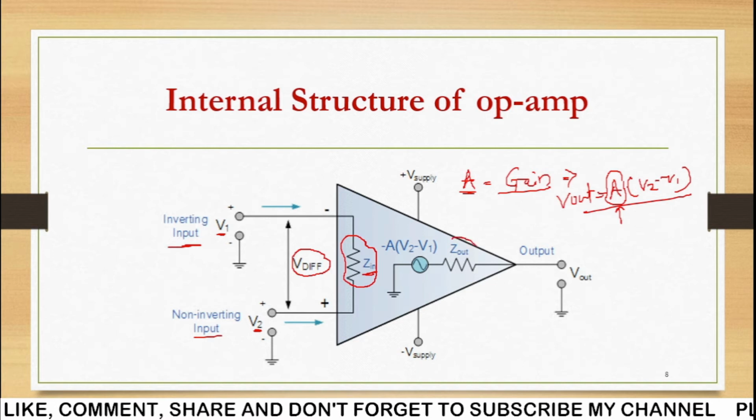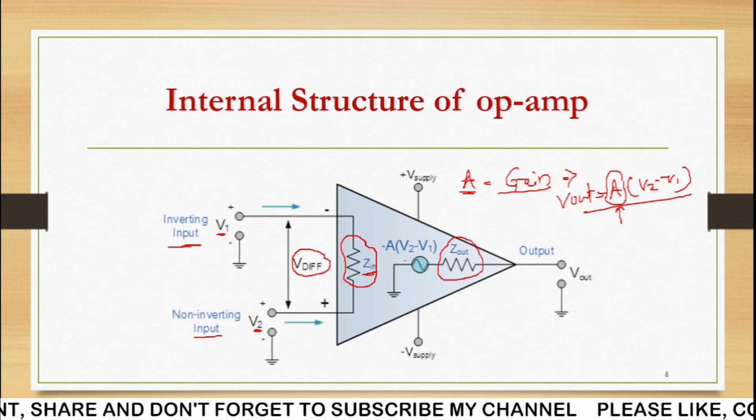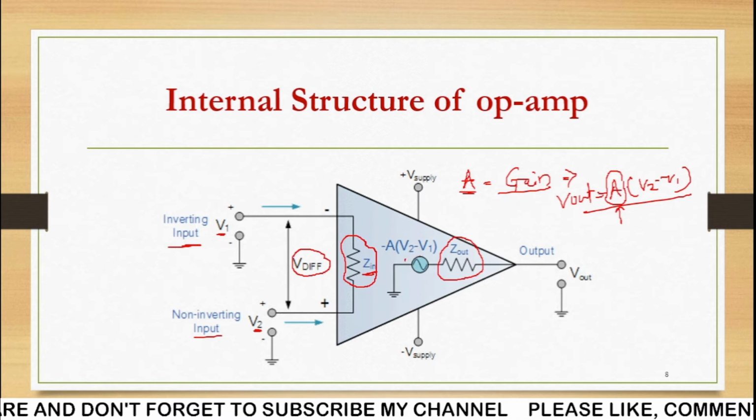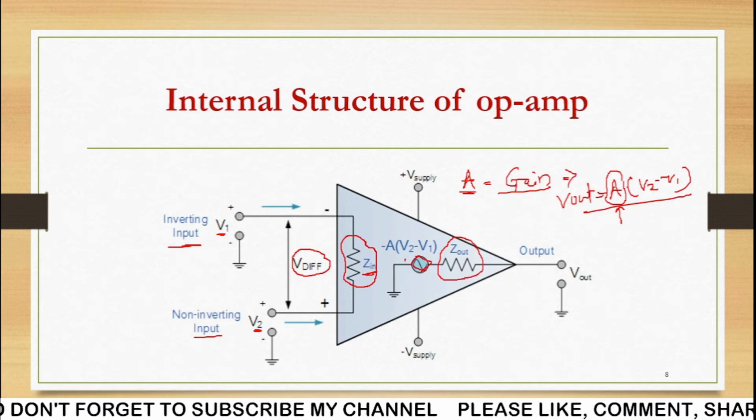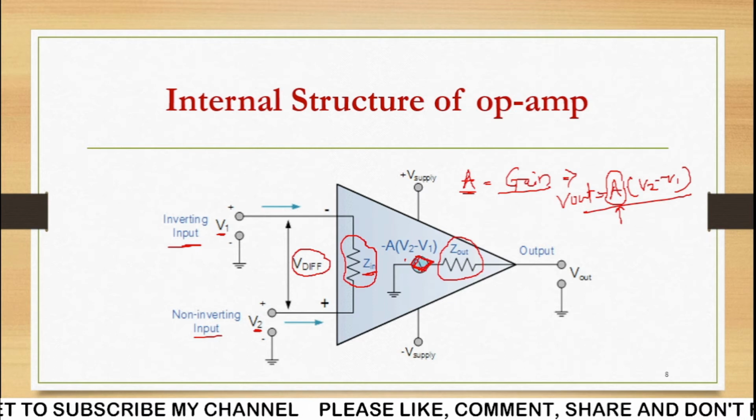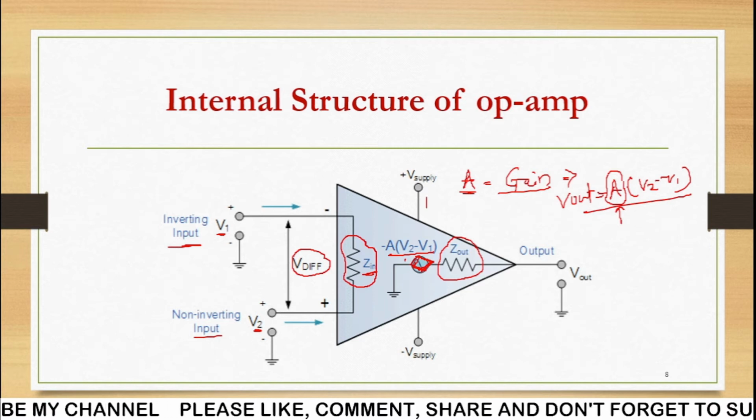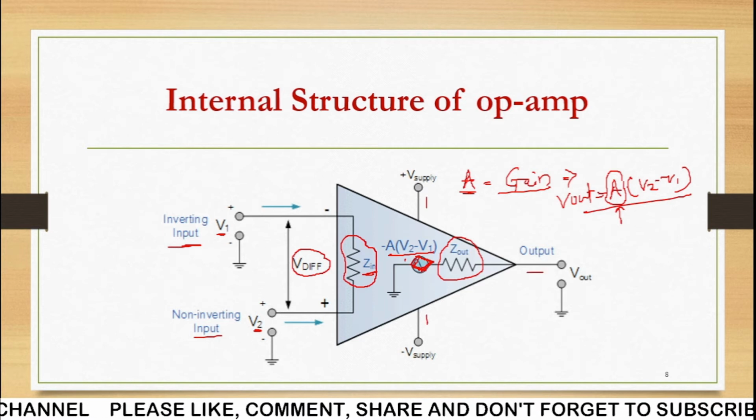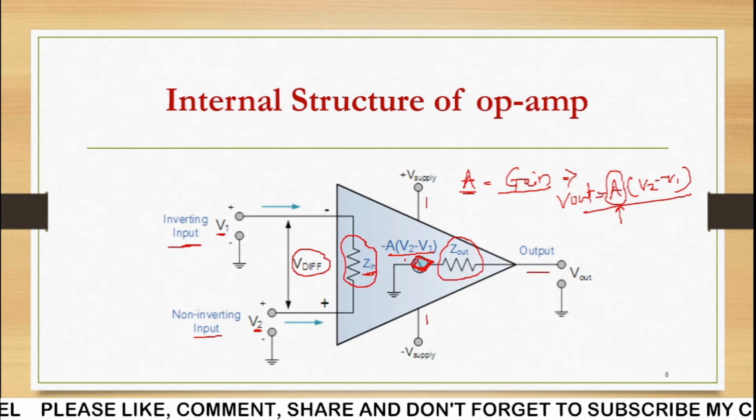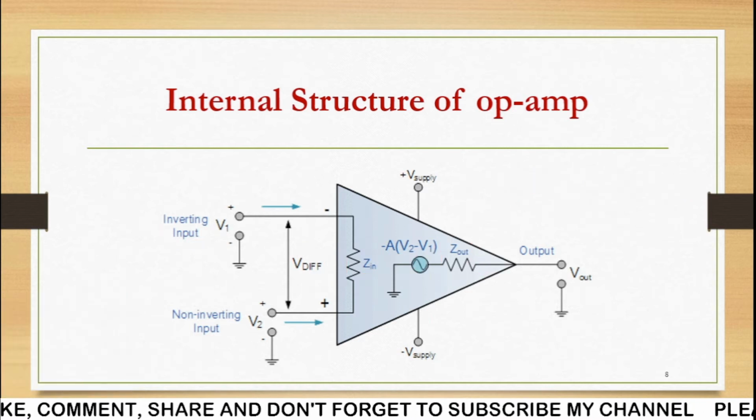In this case we have Z in, the input impedance, which should be very high, called infinite, and the output impedance, Z out, which is considered to be 0. So an ideal op amp is nothing but a perfect voltage amplifier, referred to as a VCVS, voltage controlled voltage source, where R in or Z in is infinite and Z out is 0.